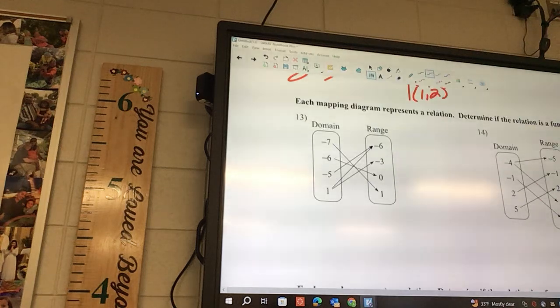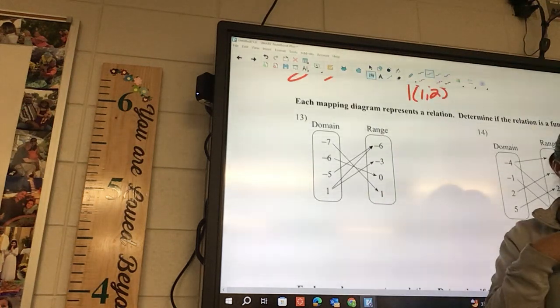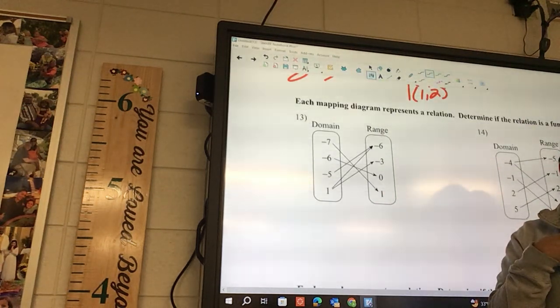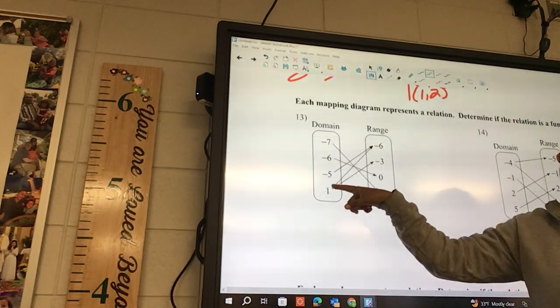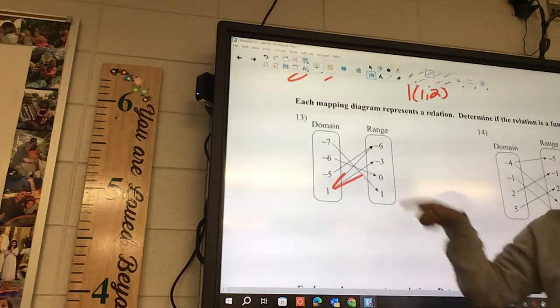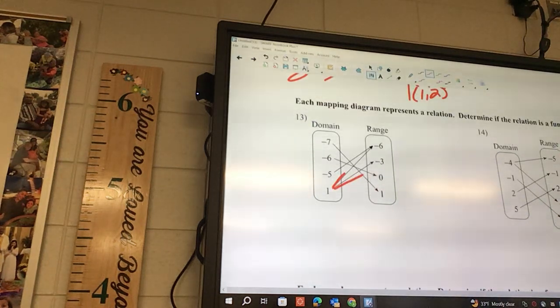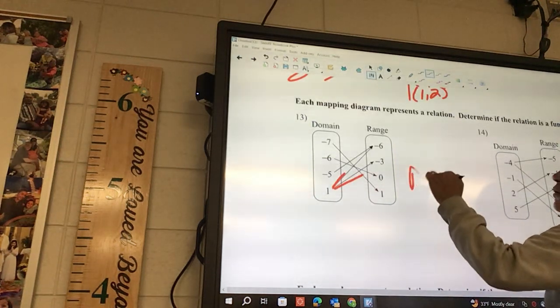The one on the x or the domain. Why did I say be more specific? Because there's a one on the y, okay? So the one on the x has 2 arrows coming off of it. So that means it's gonna have 2 x values. So this is gonna be no, it's not a function.